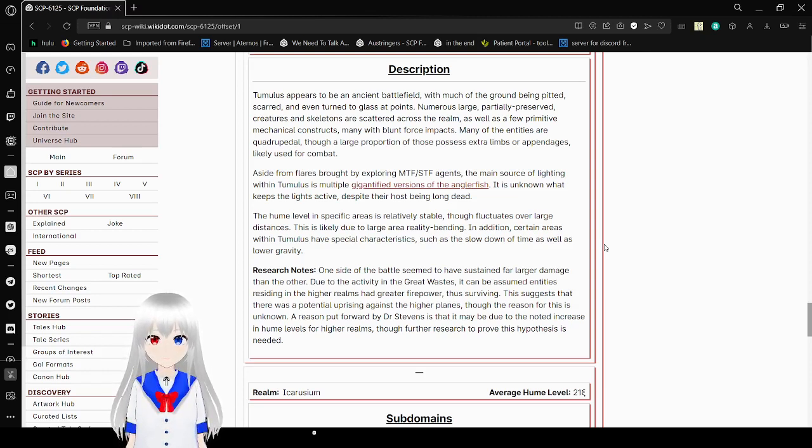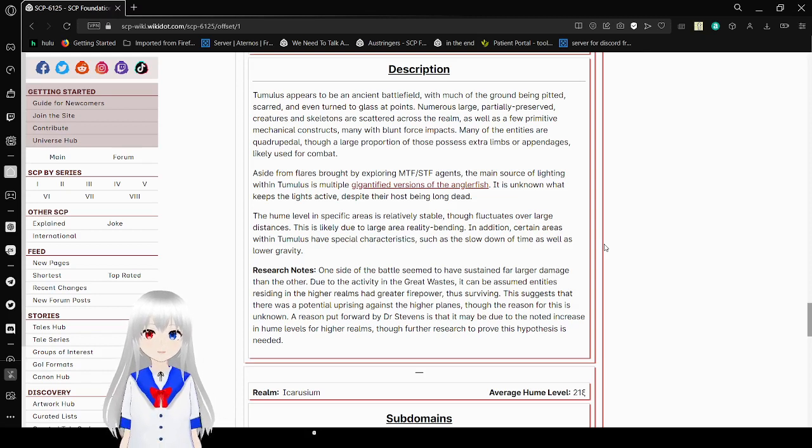Due to the activity in the Great Ways, it can be assumed entities residing in the higher realms had greater firepower, thus surviving. This suggests that there was a potential uprising against higher planes, though the reason for this is unknown. A reason put forward by Dr. Stevens is that it may be due to the noted increase in human levels for higher realms, though further research to prove this hypothesis is needed.